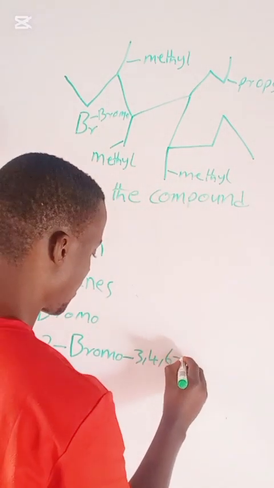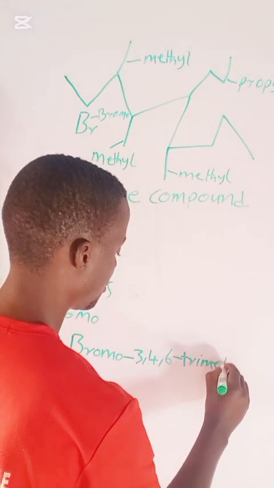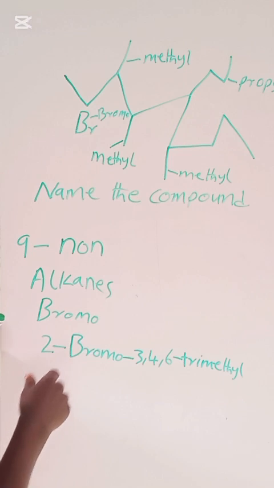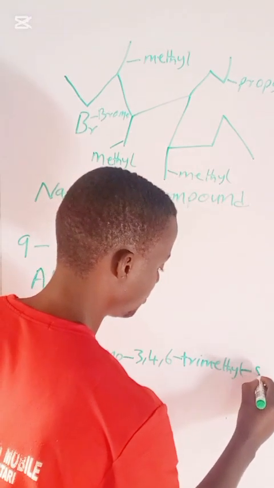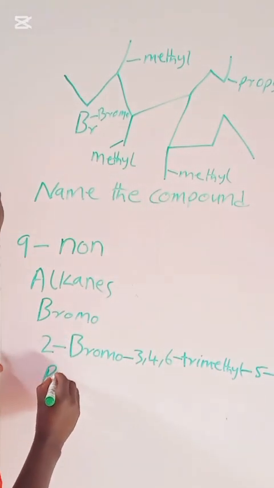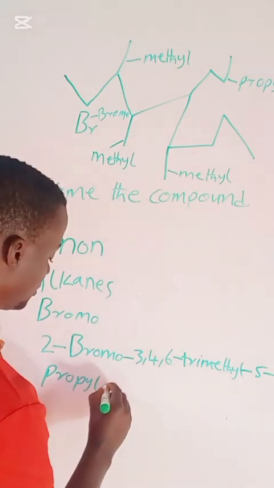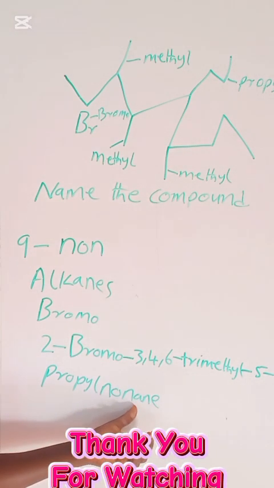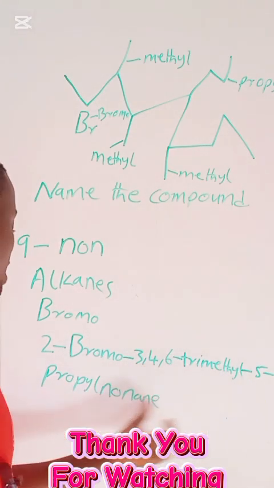So now we will say trimethyl. Then you check again and see that this one is for fifth position, propyl. Then we put our ending, since it is a single bond, it will end like this: nonane. So 2-bromo, 3,4,6-trimethyl, 5-propyl nonane.